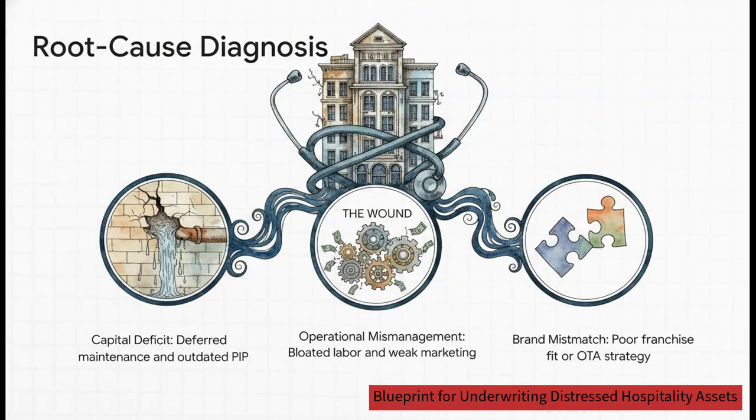Once we know it's bleeding, we have to put on our detective hats and find the root cause of the wound. During your KPI baseline audit, you're looking for 3 main culprits. First up, a capital deficit. This is your deferred maintenance, terrible curb appeal, or an outdated property improvement plan. Second is operational mismanagement. Think bloated labor costs, weak marketing, or just a really ineffective third-party management team. And third, a brand mismatch. Maybe it's a poor franchise fit or an over-reliance on online travel agencies that are just absolutely crushing your profit margins. Missing any of these during your initial audit will completely derail the turnaround.